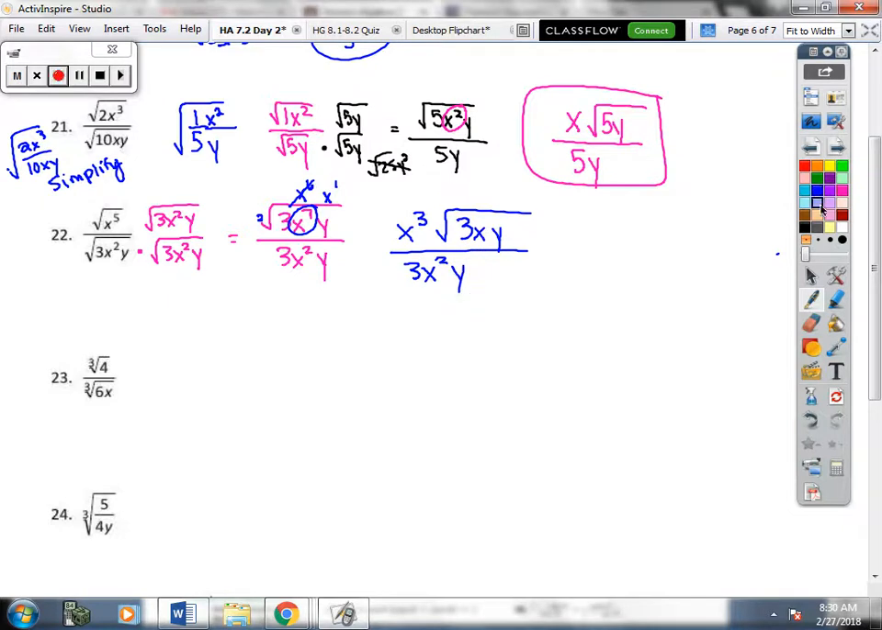Still not done. So if you choose not to simplify at the beginning, just remember to always make sure you're simplifying completely at the end. The last thing we can simplify here are the outside x's. We have x cubed and x squared. We subtract those. 3 minus 2 is 1, which will get me just x to the 1st, all over 3y.